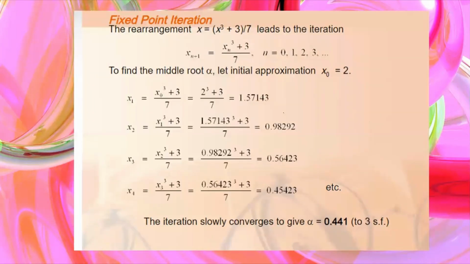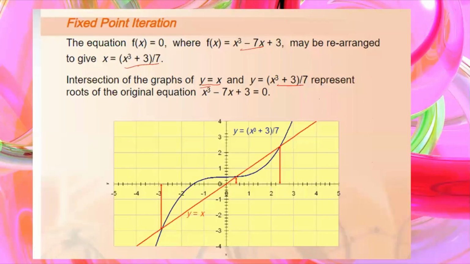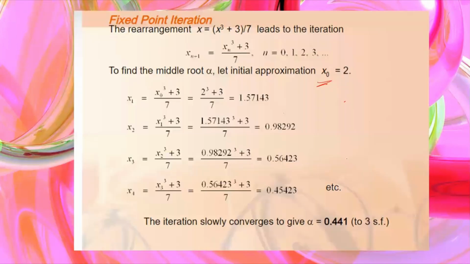So let the initial approximation be 2. X naught is equal to 2, nearer to your root. See in your figure, nearer to 2 point something we are getting the root. So that's why he has chosen the initial value nearing the root. He has chosen the value 2. So substitute it: x naught is 2, cube is 8, plus 3 is 11 by 7. So 1.57143. Again in the place of x1 you substitute this.